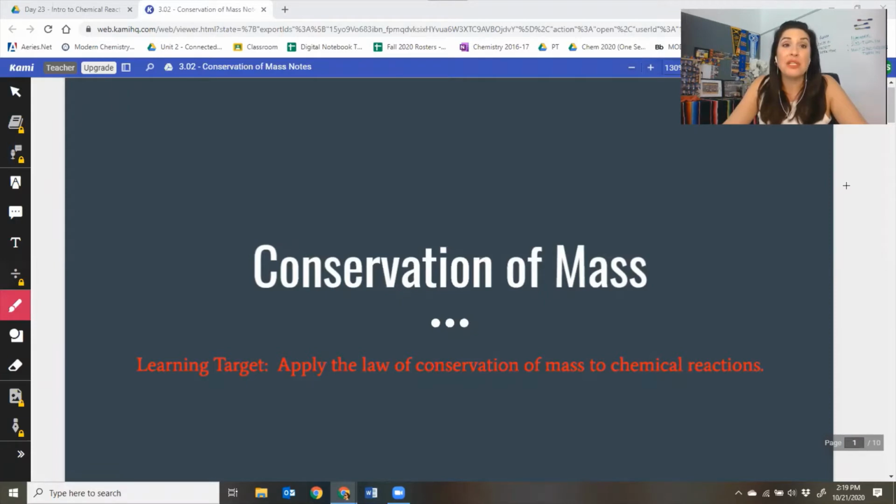Today, we are going to be talking about the law of conservation of mass. By the end of today, you should be able to apply the law of conservation of mass to chemical reactions and see how the two of them relate.